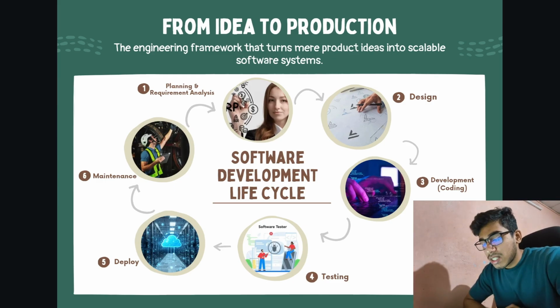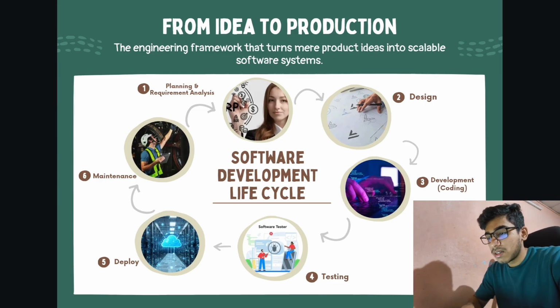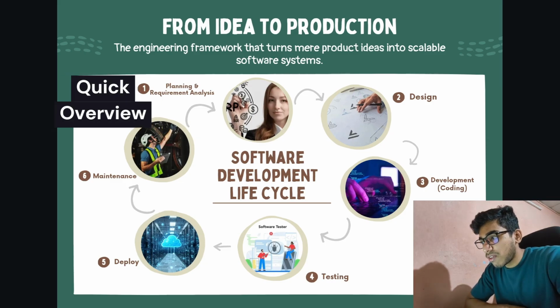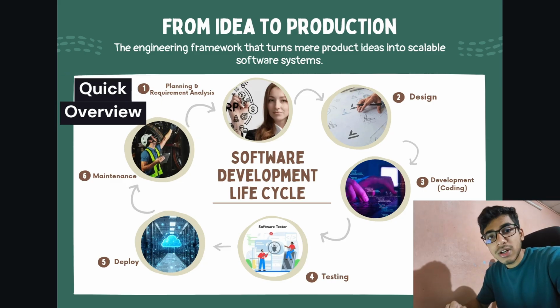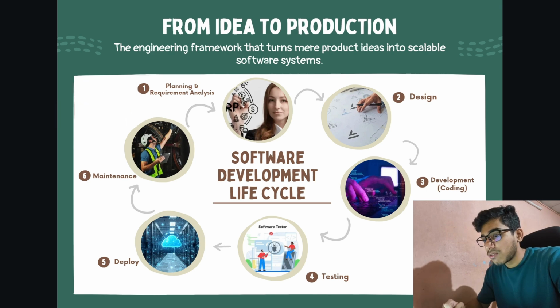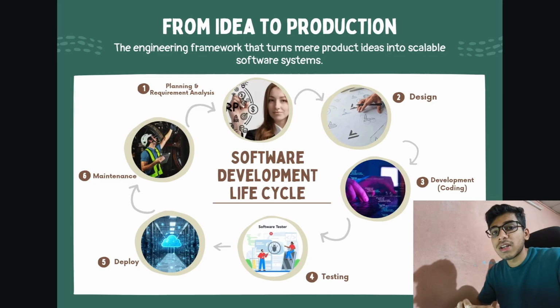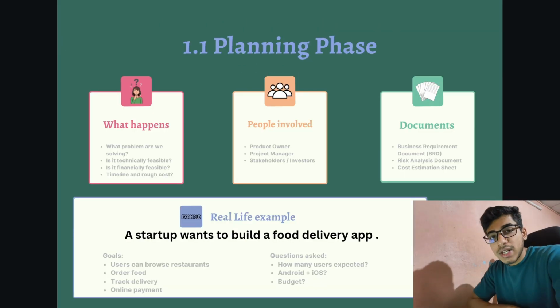So there are six phases that can be seven, but these are the things which happen. This is a framework which makes ideas into production ready products. In the first phase, we plan and analyze the requirements. In the second one, it is the designing phase. Third one is the actual development, which involves the coding. Then testing phase, because you need to ensure the product is working properly before it reaches the users. Then we deploy it on production, and then we just have to maintain it, and the cycle goes on and on. So let's deep dive into each phase and understand how things work.